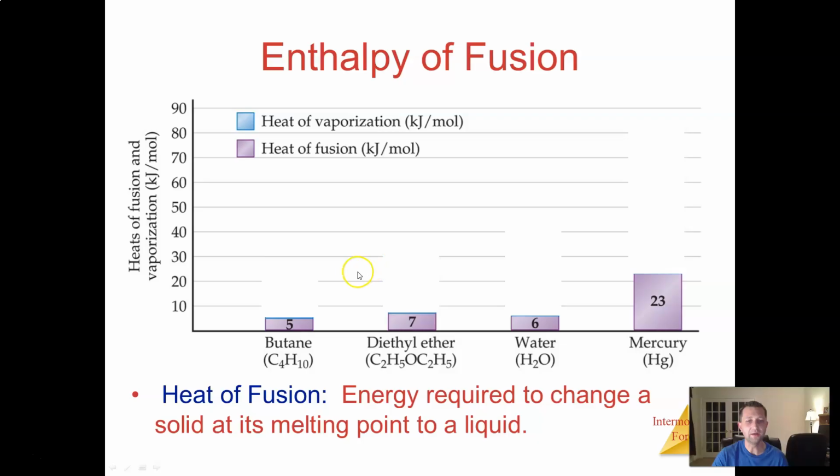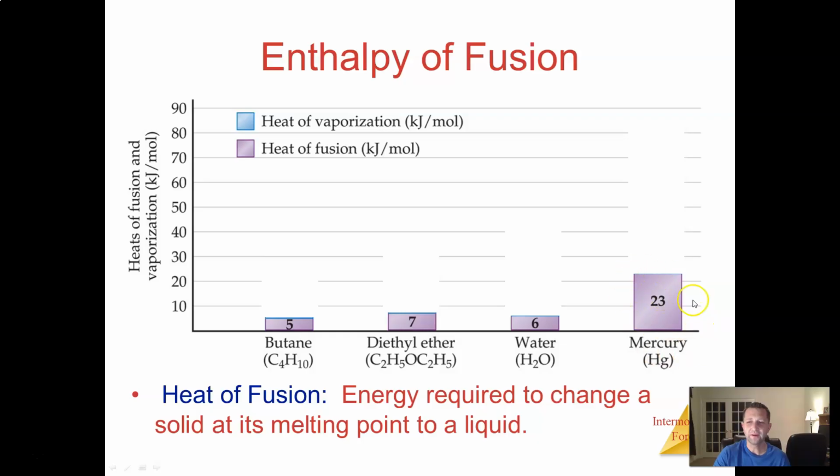So, couple different items here, and the molar heat of fusion is in purple. It gives you what it is. So you have butane, diethyl ether, water, and mercury, and it gives you the heat of fusion for all of those. So again, it's the energy required to change a solid at its melting point to a liquid, if we're putting energy in, okay? To go from a liquid to a solid, it's the amount of energy that would be released. It's the same number, but it's just a release of energy instead of energy being put into it.